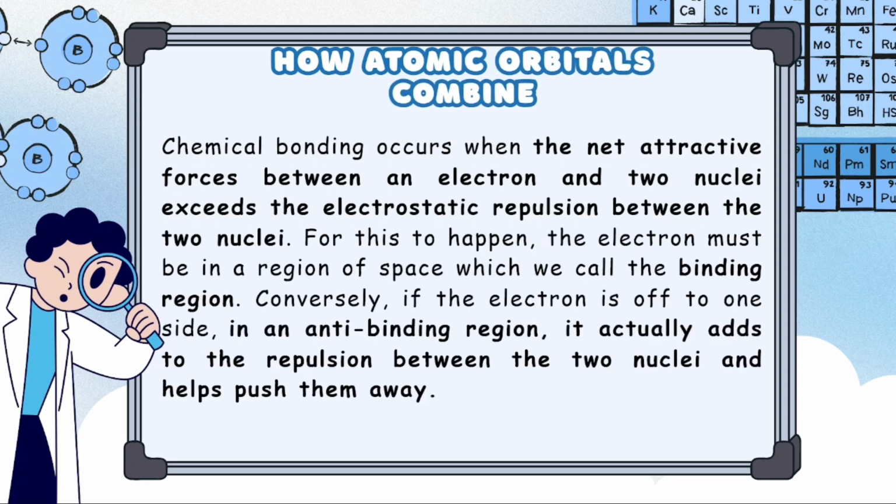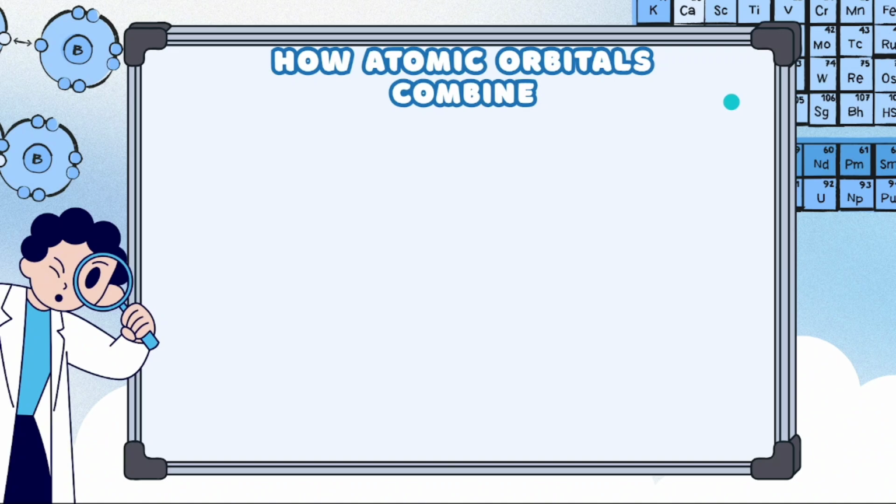How do atomic orbitals combine? Chemical bonding occurs when the net attractive forces between an electron and two nuclei exceed the electrostatic repulsion between the two nuclei. For this to happen, the electron must be in a region of space which we call the binding region. Conversely, if the electron is off to one side, in an antibonding region, it actually adds to the repulsion between the two nuclei and helps push them away.